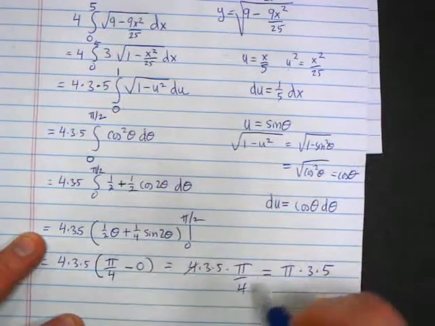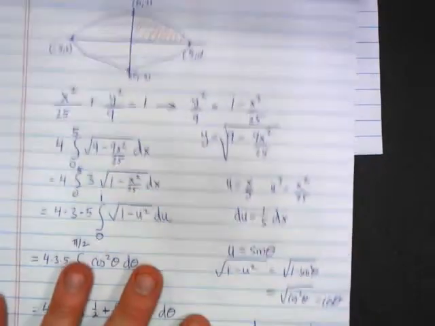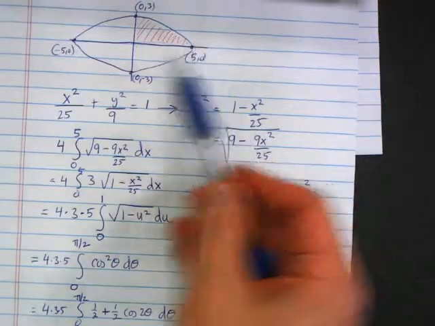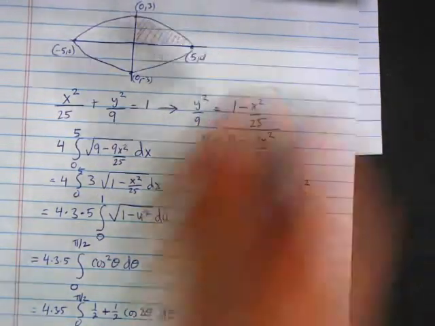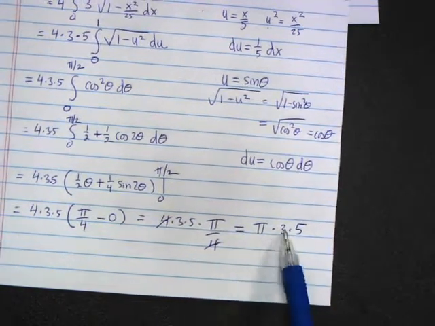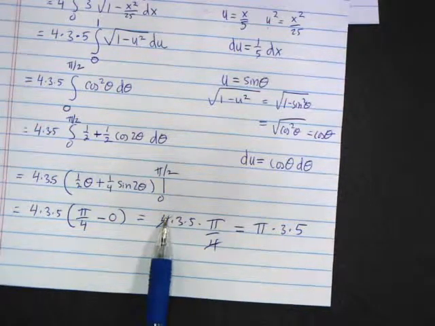Notice I can reduce the 4's, and my answer turns out to be pi times 3 times 5. What was special about the numbers 3 and 5 in this problem? Vertex and co-vertex. 5 was the length of the vertex, 3 was the length of the co-vertex. That's where that original 4 came from, and that 4 came out.